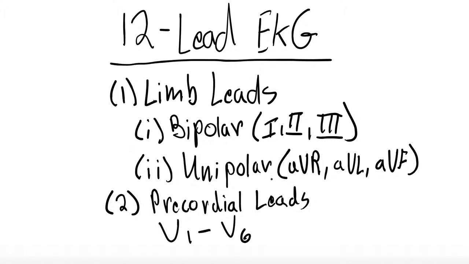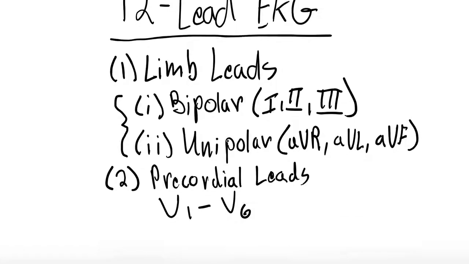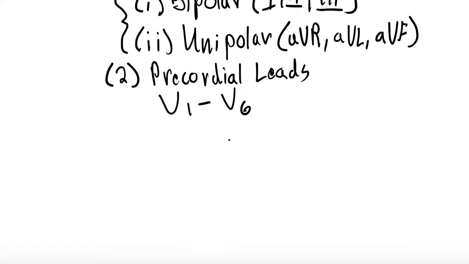So why is this differentiation important? It's honestly not extremely important, especially the bipolar versus unipolar, so I'll try to go into it rather quickly. It can be confusing, but stick with the video because it all builds on each other as we go through, and you'll start to understand a little bit more. So starting first with the limb leads. As we said, there were the bipolar limb leads and unipolar limb leads.